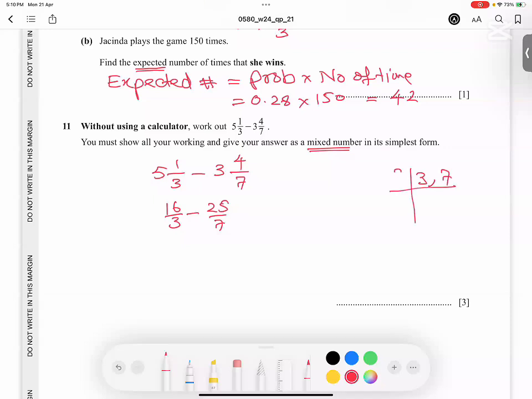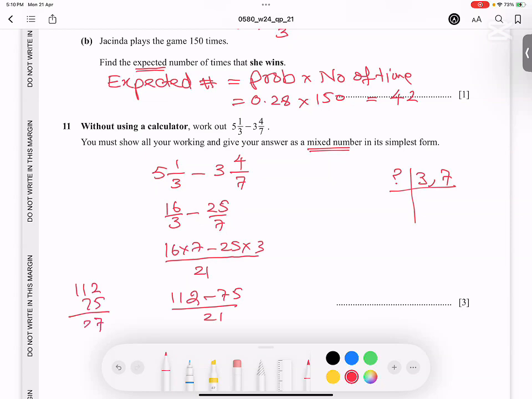Can I divide by one common number? The answer is no. When no comes, the product is the LCM. This 7 multiplied there. This is called the butterfly method. So 16 times 7, and 25 times 3. I got 112 and this 75. And after this, divide by 21. If I subtract, 112 minus 75, we get 37.